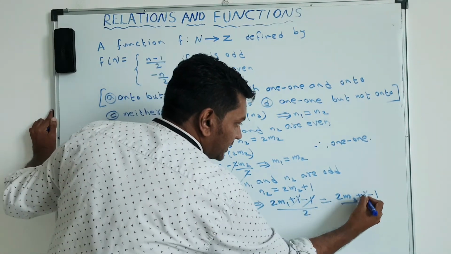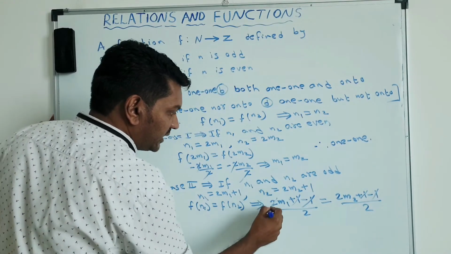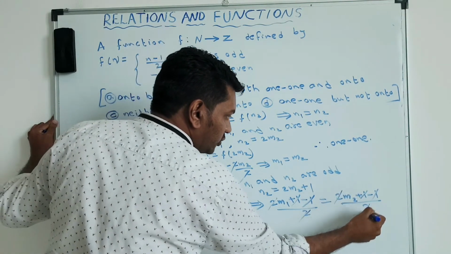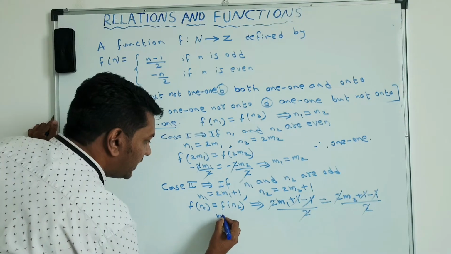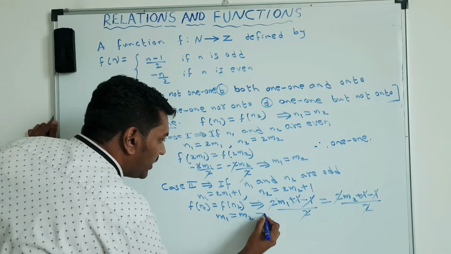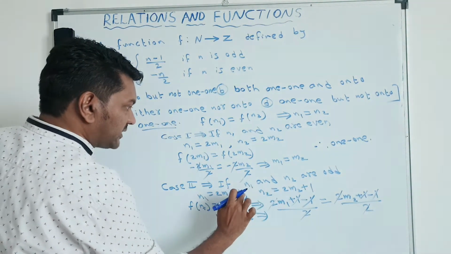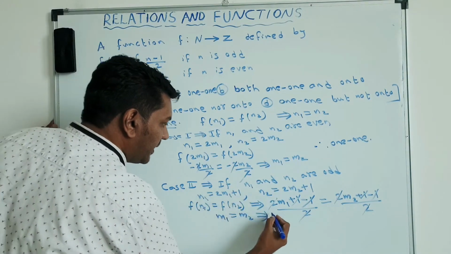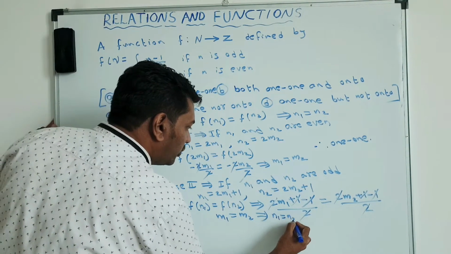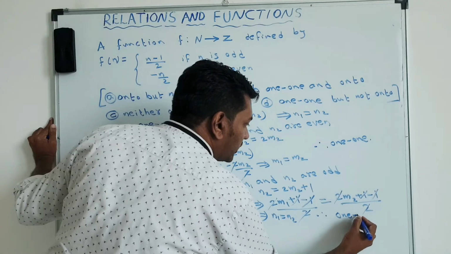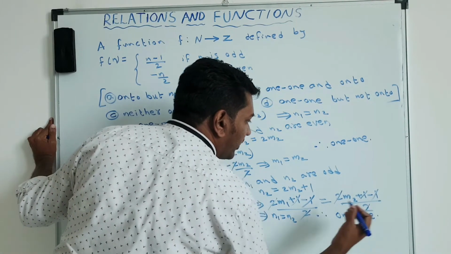Cancelling plus 1 and minus 1, cancelling this 2 and 2, then cancelling this 2 and 2. So you will get m1 equal to m2. Which means 2m1 plus 1 and 2m2 plus 1 are equal, which means n1 equal to n2. Therefore, you can conclude that it is a one-to-one function.